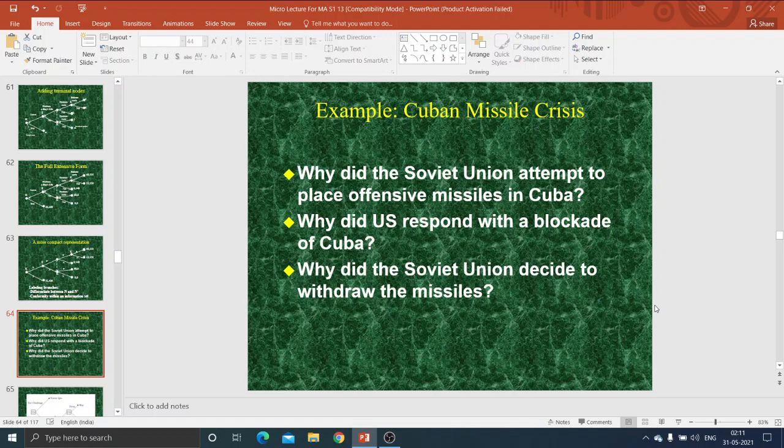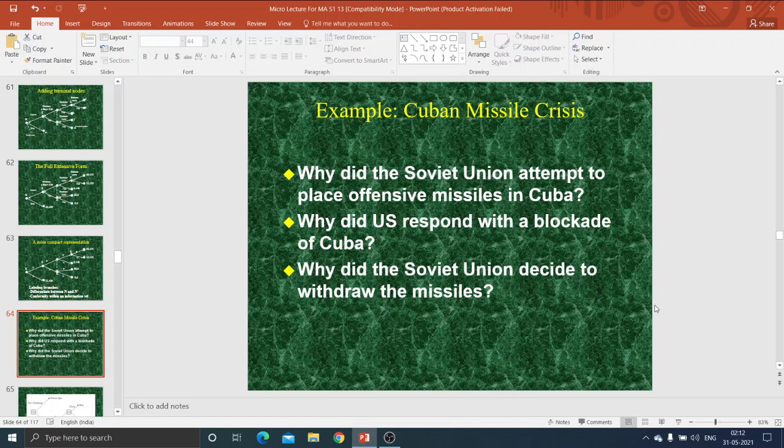In the beginning, we tried to point out a crisis, which is the Cuban Missile Crisis. Let us discuss that wartime or warlike situation, and how countries manage this warlike situation. There are different questions people ask about the Cuban Missile Crisis.